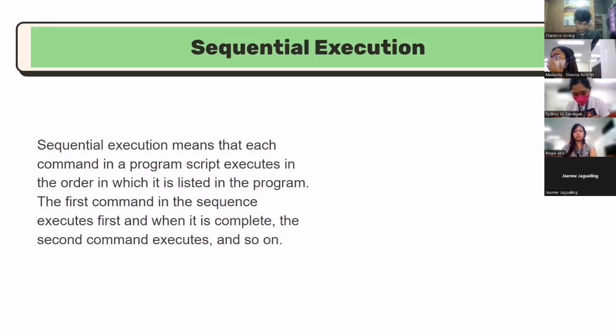Sequential execution. Sequential execution means that each command in a program script executes in the order in which it is listed in the program. The first command in the sequence executes first, and when it is complete, the second command executes, and so on.